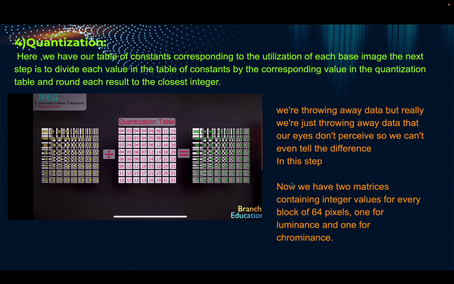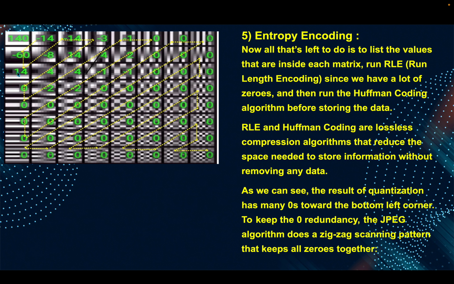In this step, we now have two matrices containing integer values from the 64-pixel blocks, one for luminance and one for chrominance. We use a zigzag pattern. So fifth is entropy encoding. Now all that is left to do is to list the values inside each matrix, run RLE, run length encoding, which we have learnt before, since we have a lot of zeros, and then run the Huffman coding algorithm before storing the data.